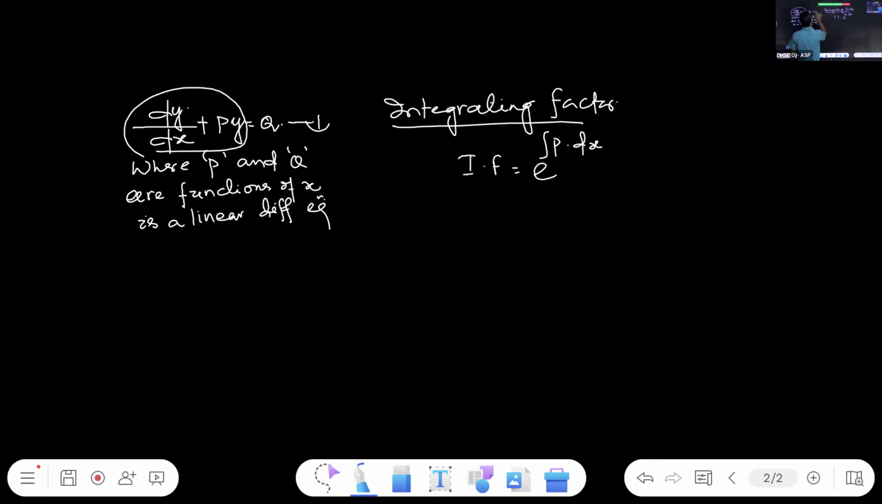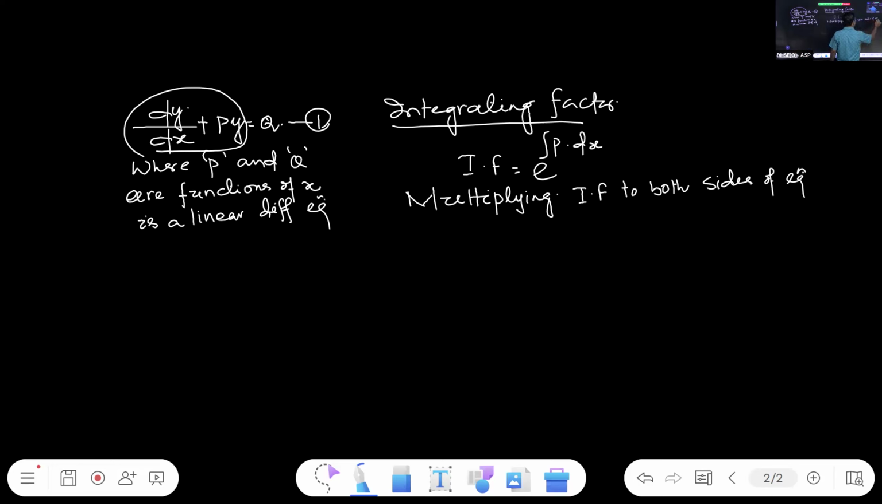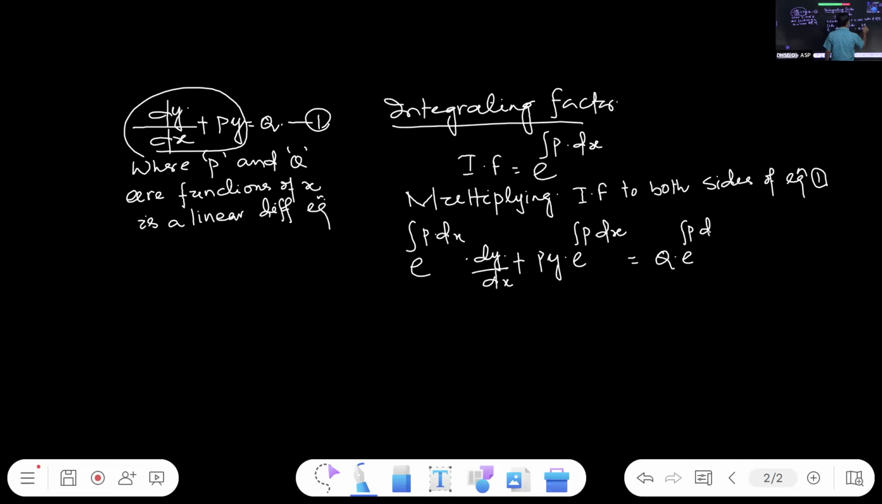Suppose this is equation 1. Now multiplying integrating factor, or IF, to both sides of equation 1. So e raised to the power integral p dx into dy upon dx plus py equals q into e raised to the power integral p dx.